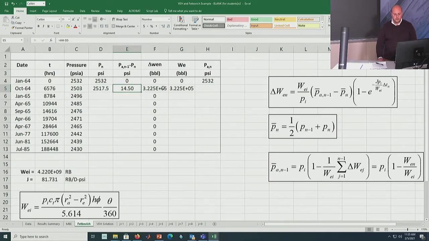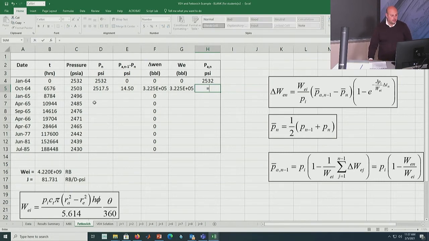And then I'll give you about 2 minutes to calculate this PA. It's going to be equal to the initial pressure, which is C4, times 1 minus WEN, which is going to be G5, divided by WEI, which is going to be B16. That sounds like what you told me you got, 2531.81. So hopefully you got that.